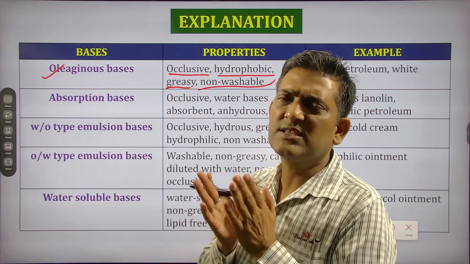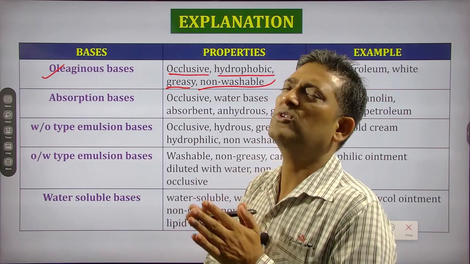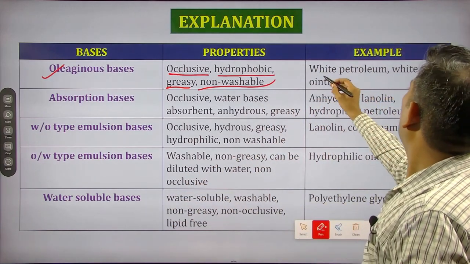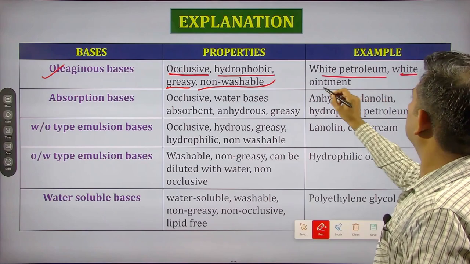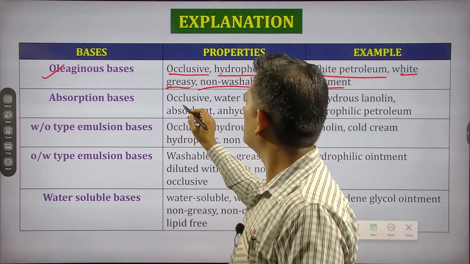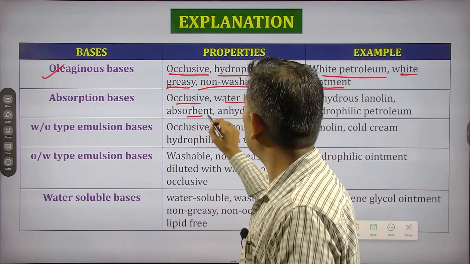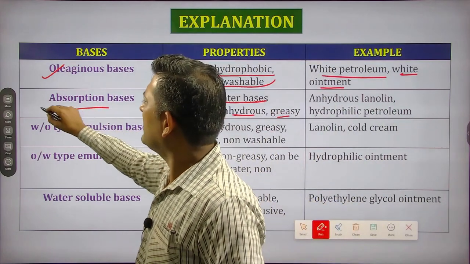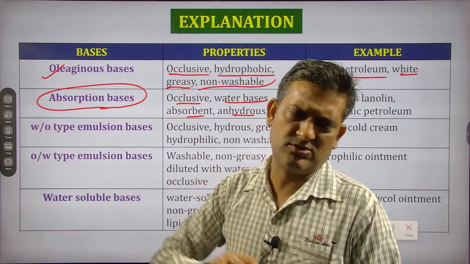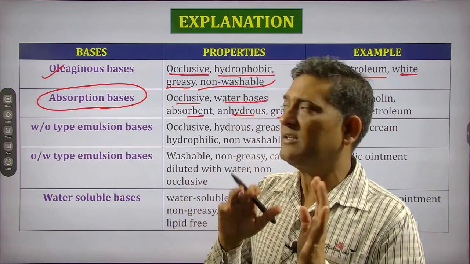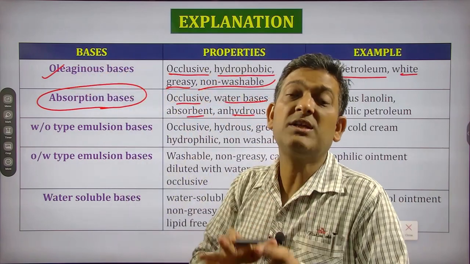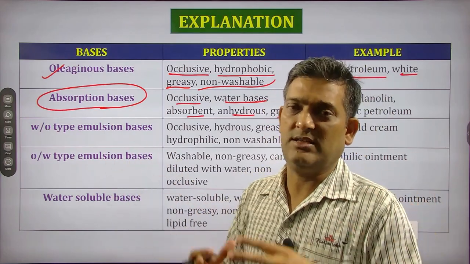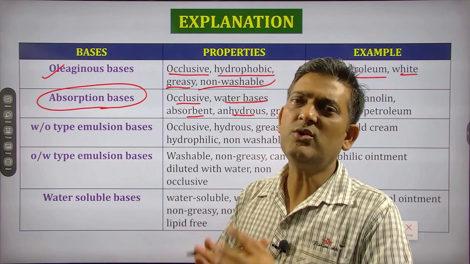They produce a viscous, thick, greasy layer over your skin surface, occlusive and protective in nature. Then various examples are there: white petrolatum, white ointment. Next to that, absorption bases: occlusive, anhydrous and greasy, and they can absorb water. I have already discussed that absorption bases retain the oily nature, the same property as oleaginous bases. But one thing is that they can absorb water, and even after absorbing water, they do not change their physical properties.